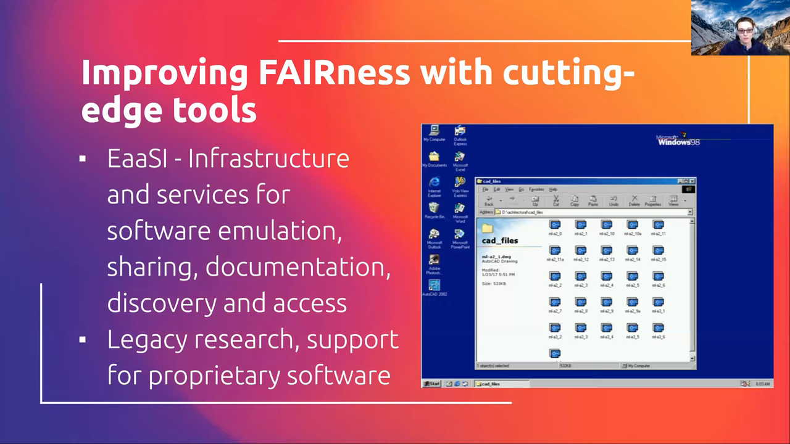Finally, we had a talk on the project EASY, which is infrastructure and services for software emulation, sharing documentation, discovery and access. It is mainly focused on legacy research, and it also supports proprietary software, which is a huge plus and unusual for many of the tools. This is a fantastic solution for long-term preservation, because we can create all these environments from Microsoft and then reproduce these results that were maybe created back in the day.